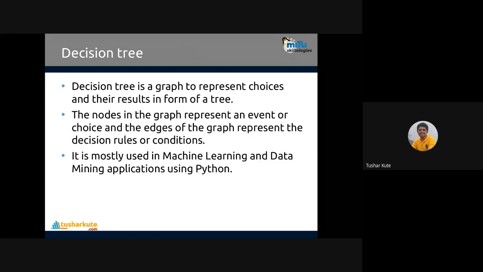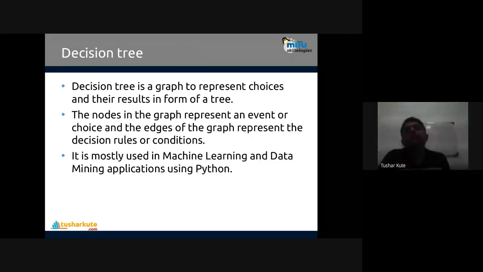So what is a decision tree? As I told, it helps us make decisions in such situations. A decision tree is a graph that represents choices and their results in the form of a tree. Obviously the name suggests the meaning of it. It contains different decision nodes, and with the help of these decision nodes the conditions are given. When a condition matches, you go either to the right-hand side or the left-hand side. Like you might have heard about the binary tree, in the same way decision trees are created here.